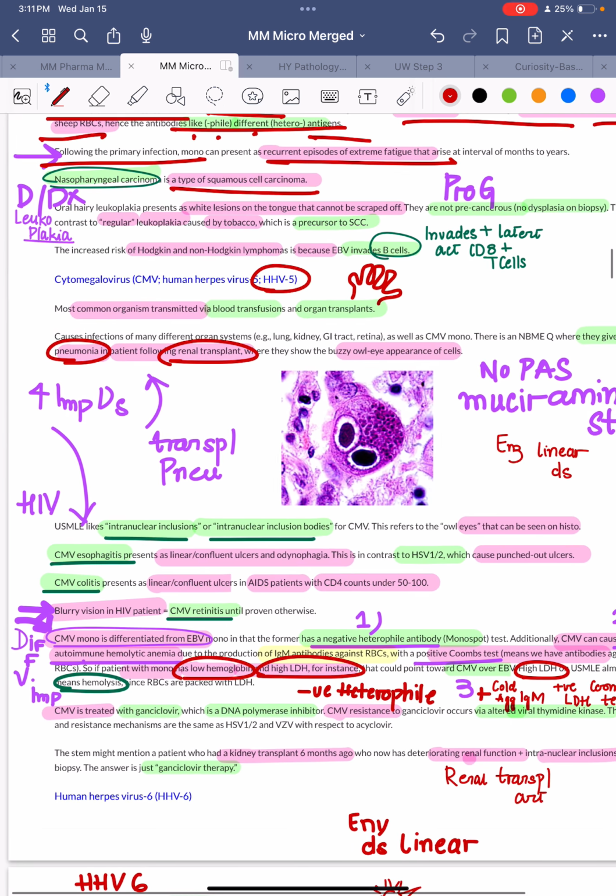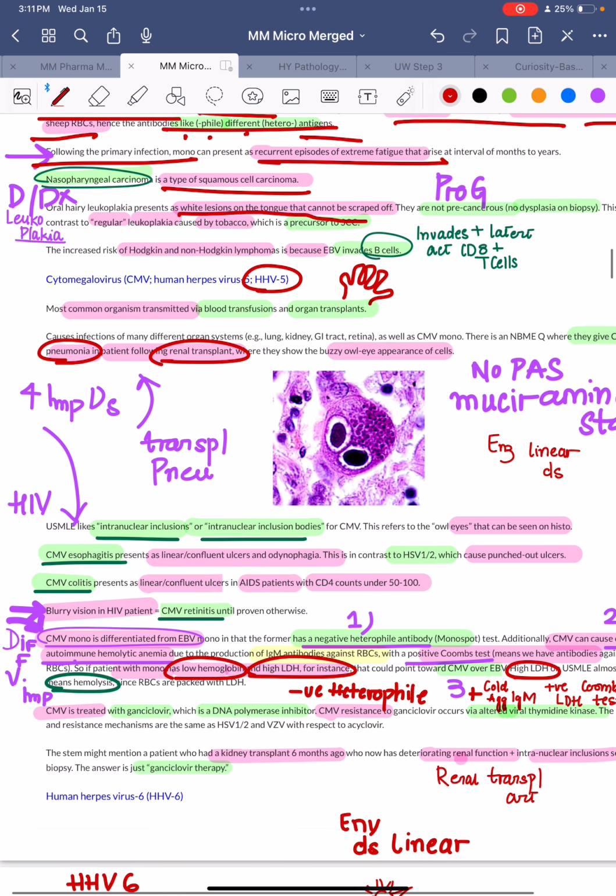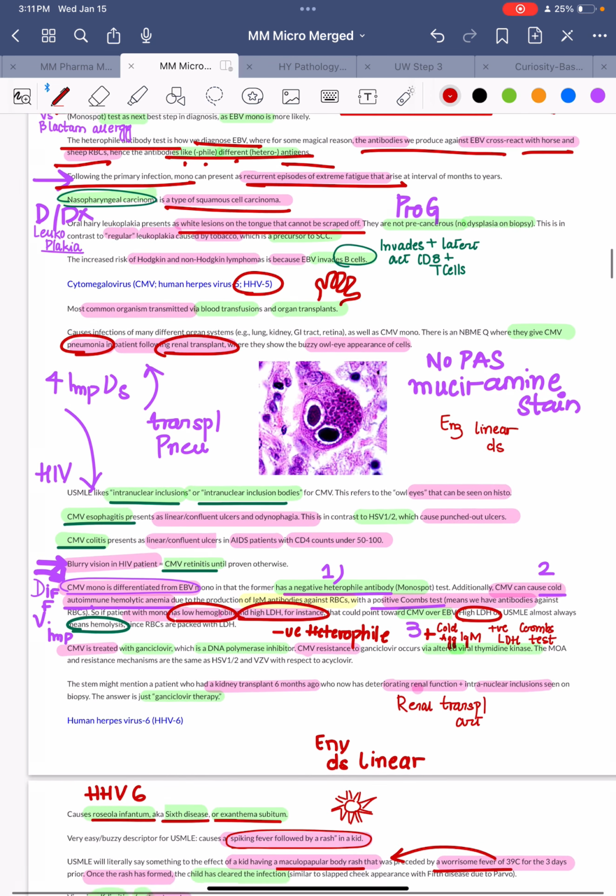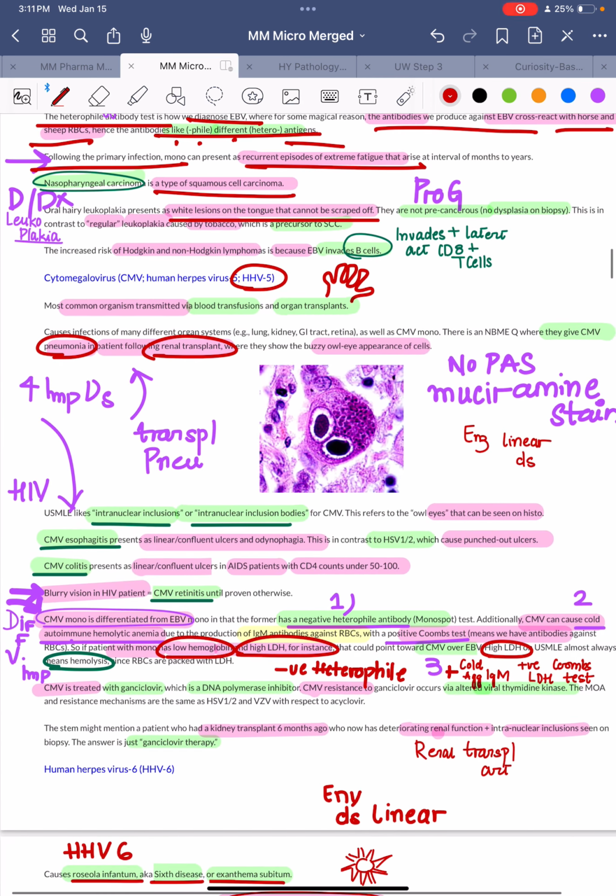And suppose they give you another patient who has white lesions of the tongue that cannot be scraped off, right? Remember, this is very important: this is not regular leukoplakia, which is caused by tobacco and can be scraped off. If it cannot be scraped off, then the diagnosis is oral hairy leukoplakia, caused by our EBV virus, which is HHV4.